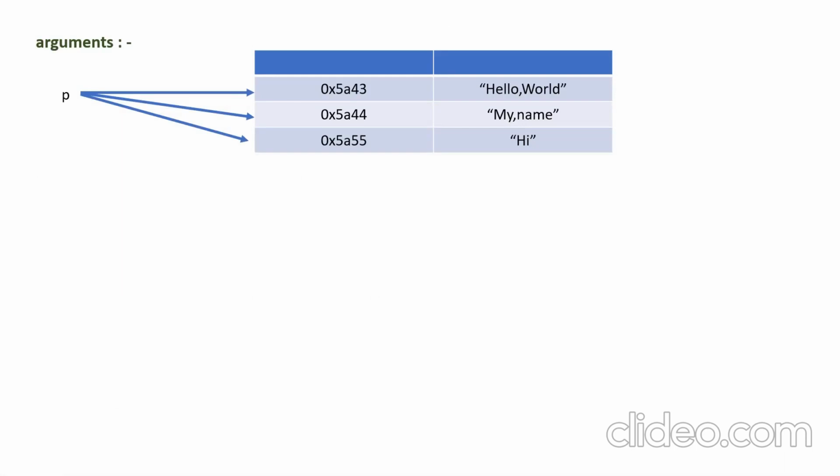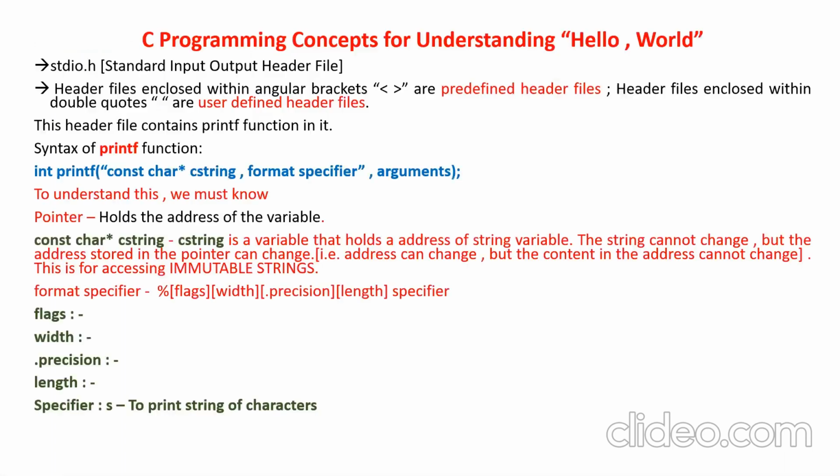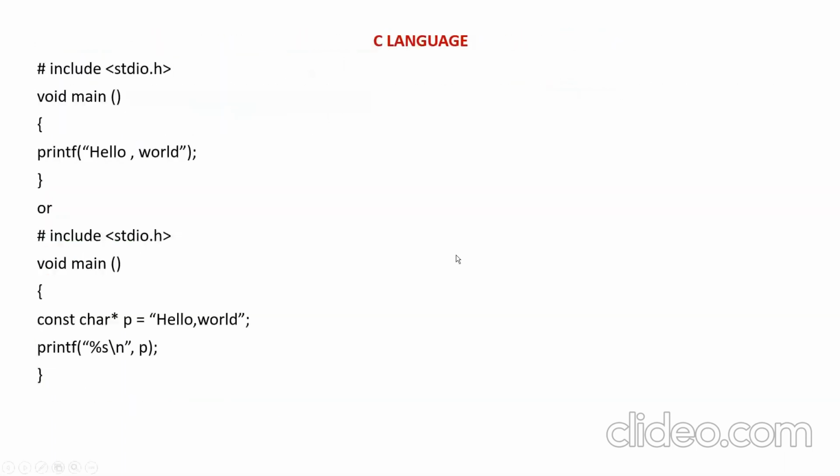So instead of accessing it directly, I'm using a pointer. So p is a pointer. That pointer is actually holding 0x5A43. In that 0x5A43, I have the string called hello world. That hello world is a read-only memory location. The 0x5A43 is a read-only memory location. Only those locations can be accessed by printf function. So in order to illustrate the read-only quantities, I have used this another format of displaying the hello world.